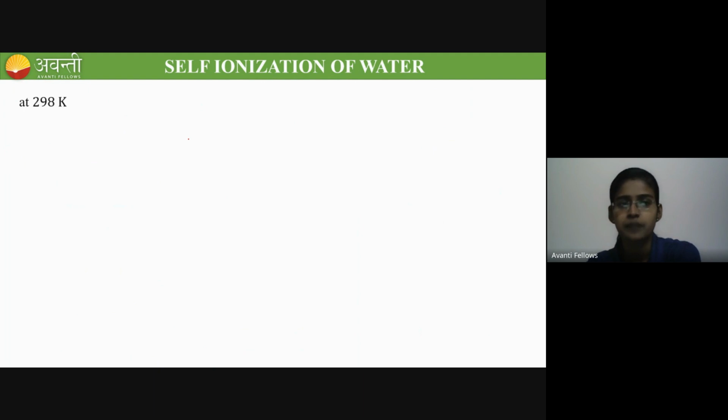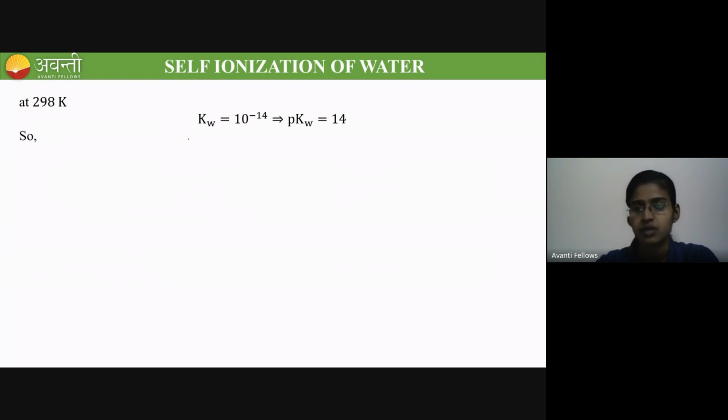Now at 298 Kelvin, we know that Kw is equal to 10 power minus 14. If I take pKw, like pH, it will be equal to 14. So pH plus pOH is equal to 14. This is one of the very important formulas.